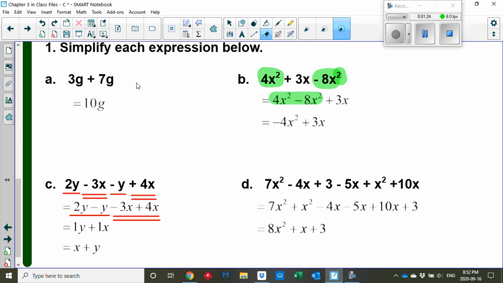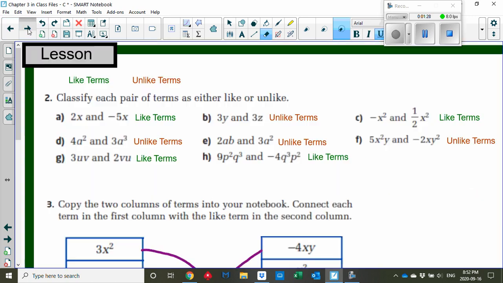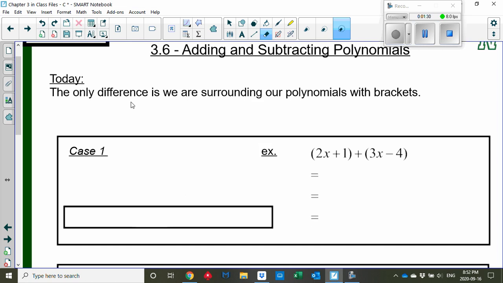So this was the first video from today. This is the second one, and this is what it's going to look like. So we just have to get rid of these brackets. And here's the first case. If there is a plus sign or nothing out front of your brackets, notice right here, there's nothing out front of the bracket. And notice right here, there's a plus sign out front of the bracket.